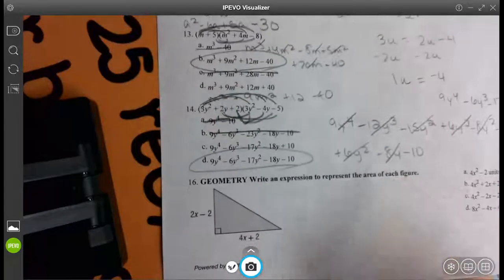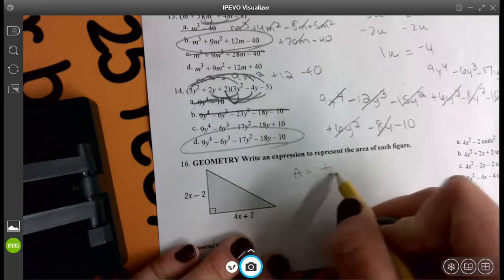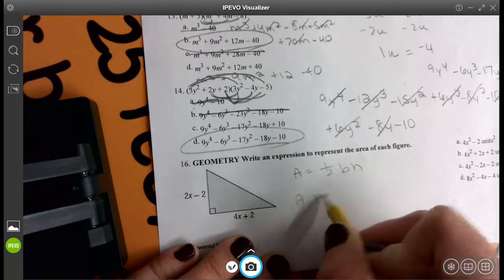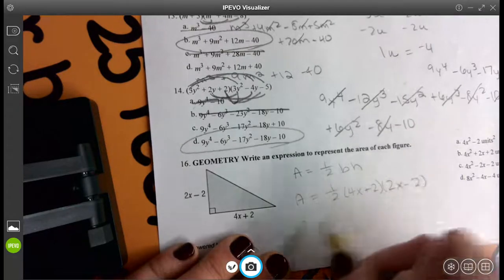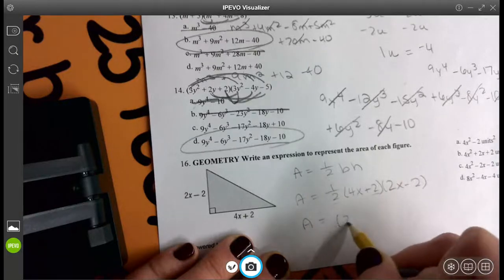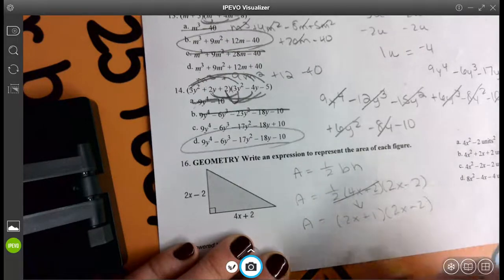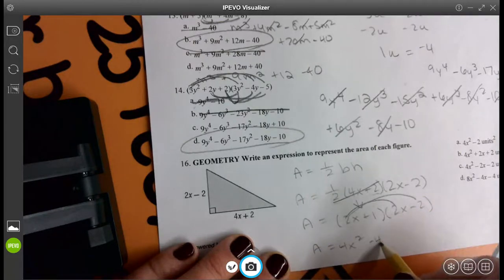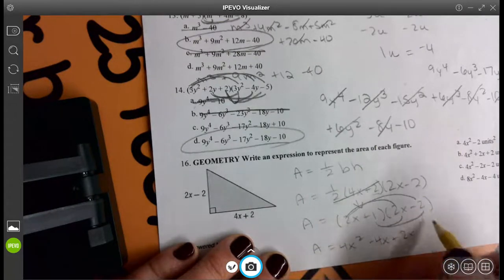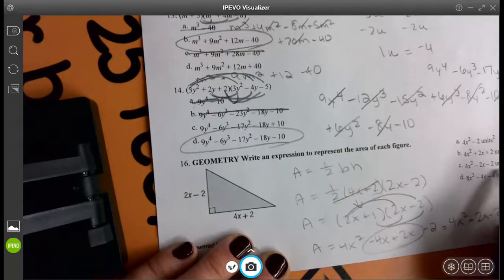Okay, 16, write an expression to represent the area. Well, if the area is 1/2 base times height, find the area by substituting in the base and then the height. Well, half of this is 2x plus 1, so that's simplified. And now we just FOIL the two binomials. First, outer, inner, last. And when we simplify that, we combine the middle terms. C is your answer.